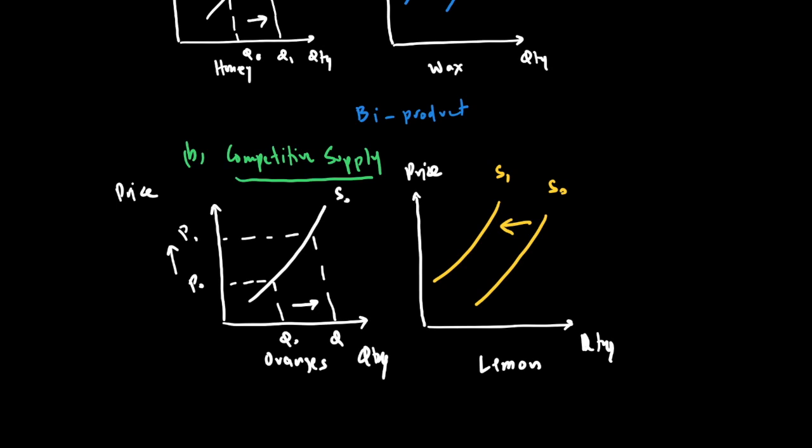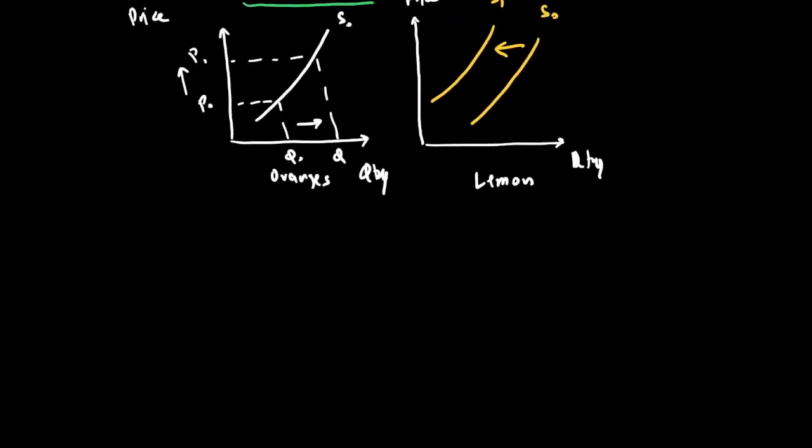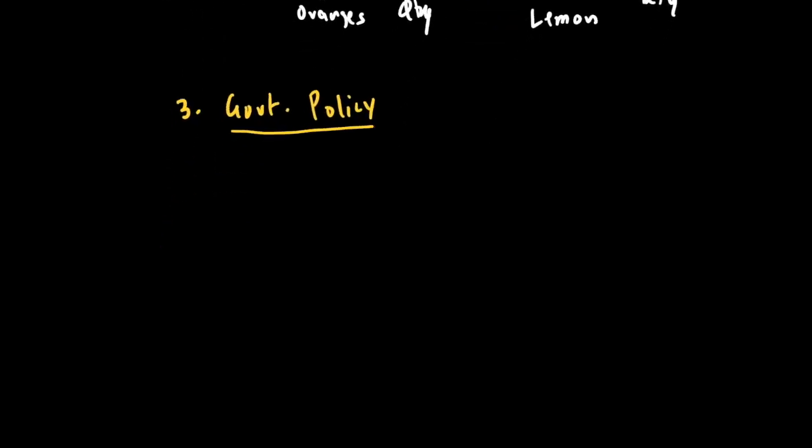The next factor we want to discuss is called government policies. So that's number 3, which is government policies. Government policies can also affect supply, and the two policies that we want to look at are the policies of taxation, mainly indirect taxation, and the policies of subsidies.